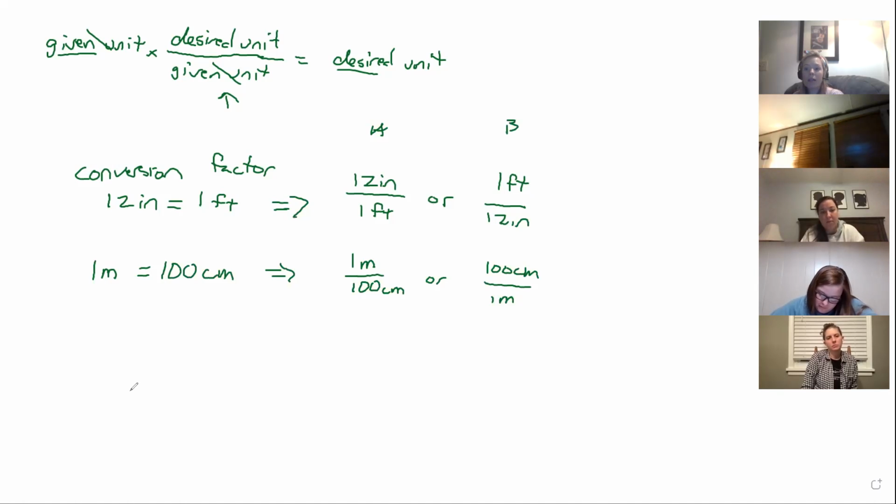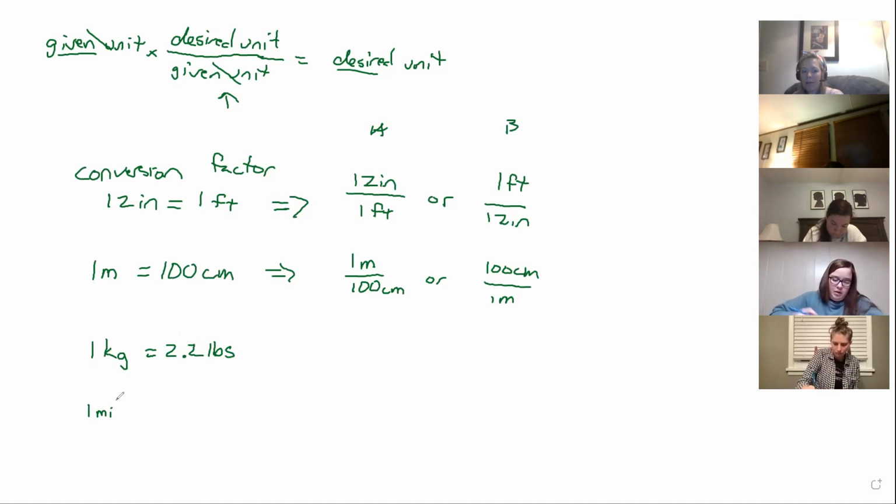I'm going to write 2 more equalities, and I want you to tell me the 2 different types of conversion factors that you can derive from it. So 1 kilogram is equivalent to 2.2 pounds. And then also 1 mile is equivalent to 5,280 feet. All right, so write 2 different conversion factors. I'm going to give you a minute.